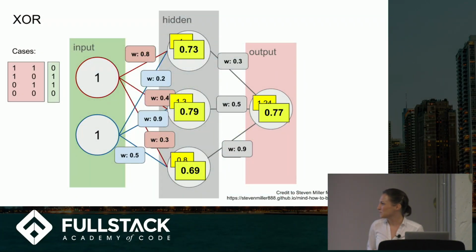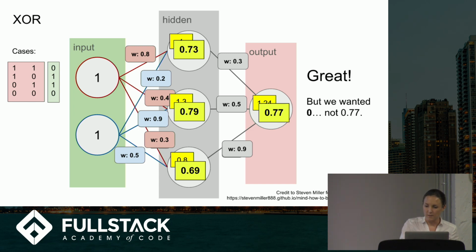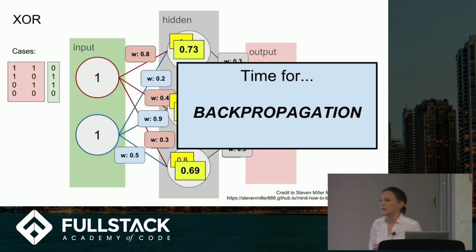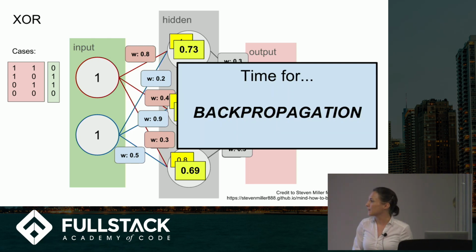But it's pretty far from what we wanted, right? Because we wanted 0. So what do we do about that? How do we get our network to learn, to correct itself, basically? We use something called backpropagation, which is basically you take the error that comes from the activation at the very end, or the output, and then you feed that error back through the system so that each of the weights are corrected just incrementally.